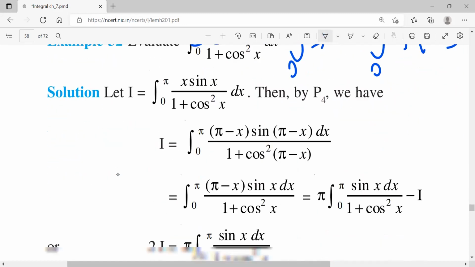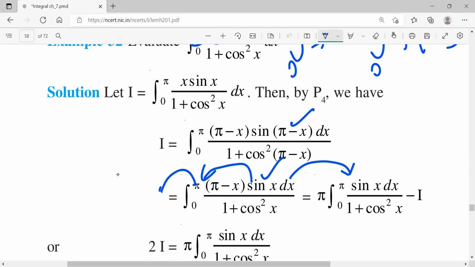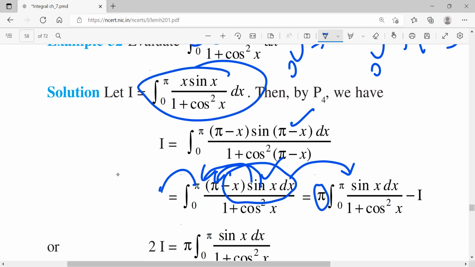So what will happen here? Pi minus x, and sine of pi minus x is coming. What is sine of pi minus x? Sine x. What is this step from this to this? I am multiplying pi with sine x. This pi, let me take it outside. So pi sine x, and that pi I have taken outside, minus x sine x by 1 plus cos square x. That is nothing but the question I.